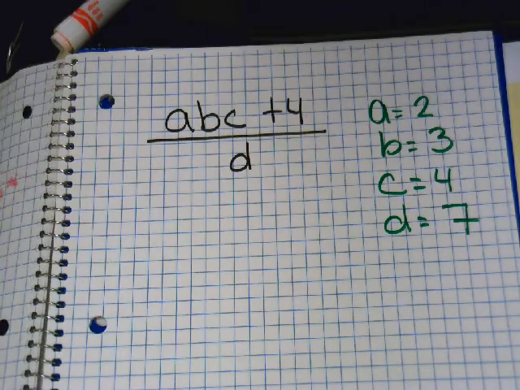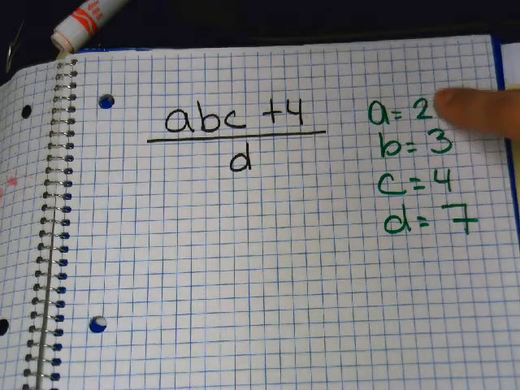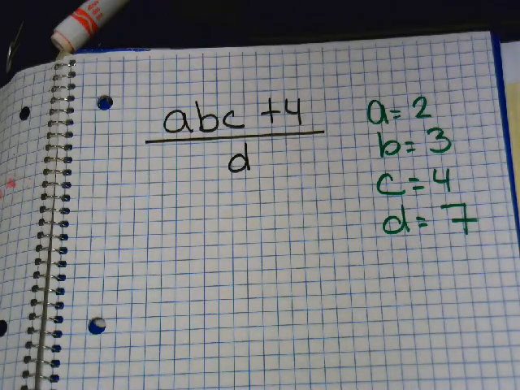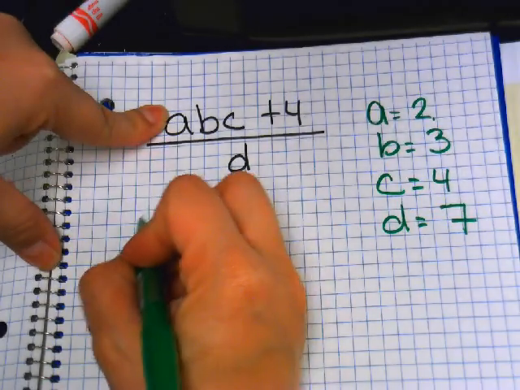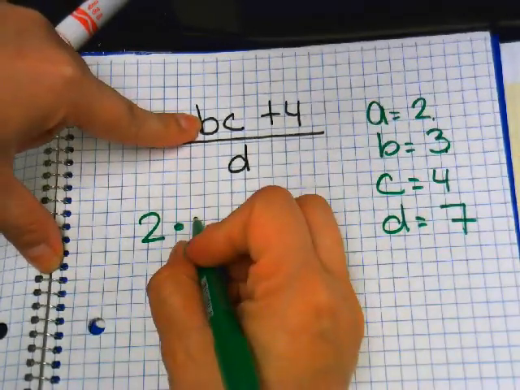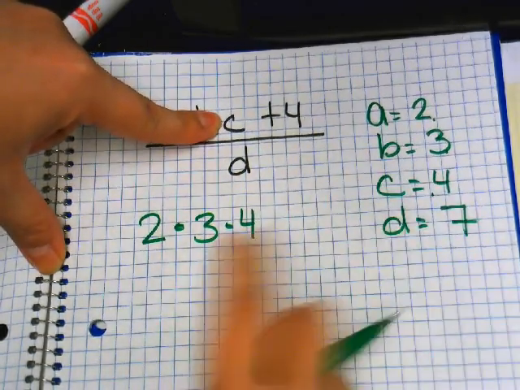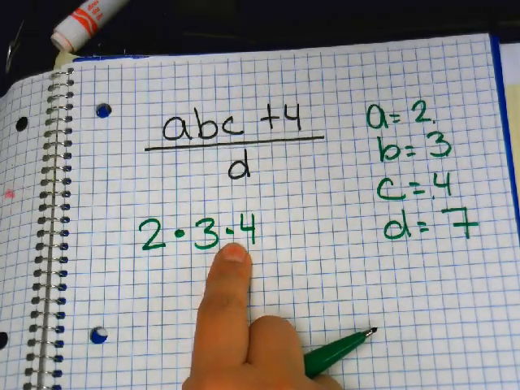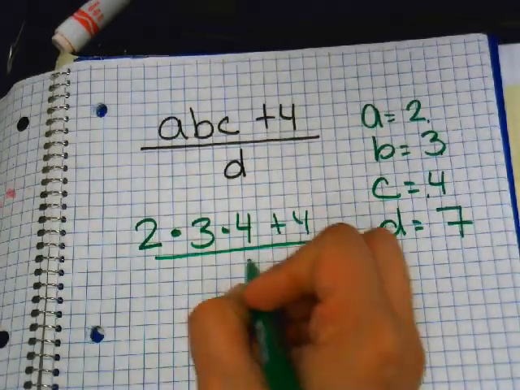Do that first. Plug in your numbers first. Instead of writing A, what are we going to write on our paper? Instead of writing B, we're going to write? And then instead of writing C, we're going to write? Good. And Jaden said it. It's times. So don't just write 234. You should be adding those dots in between the numbers. So A is 2 times B is 3 times C is 4. So notice how I put a dot in between because it's not 234. It's 2, Jaden, 3 times 4 plus 4 divided by 7.